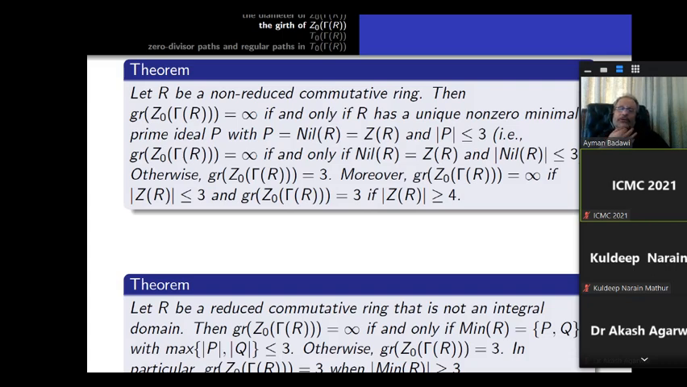What about for a reduced ring? This result was for non-reduced. What about if I study the girth if the ring is reduced? If the ring is reduced, then the girth will be infinity if and only if the set of minimal prime ideals consists of two elements. So the cardinality of the minimal prime ideals is 2. Otherwise, the girth will be 3.